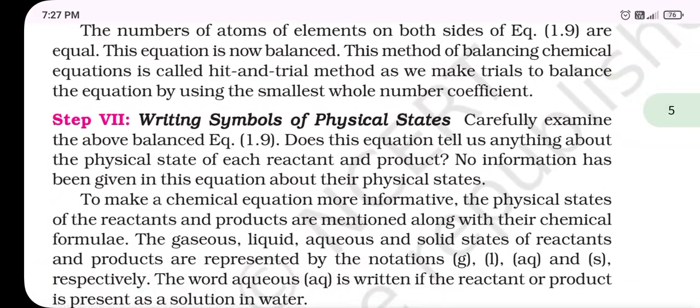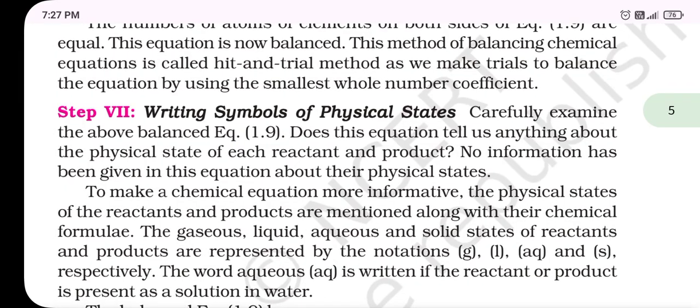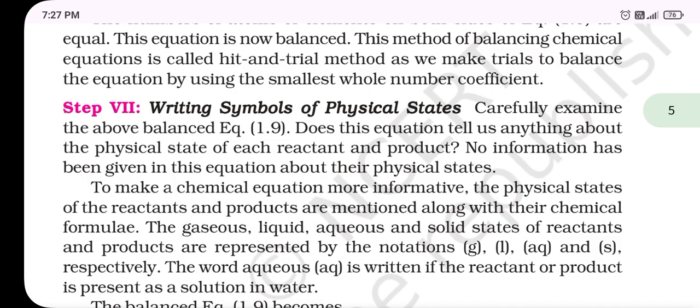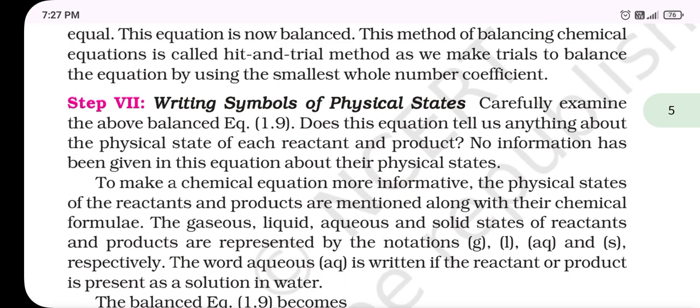Step 7 says writing symbols of physical states. The physical states mean solid, liquid, and gas. Other states are also present, like plasma and Bose-Einstein condensate, but you are just at class 10 level, so you don't have to think about other kinds of things. At your level you have to understand physical states at 3 levels: solid, liquid, and gas. That's it. Carefully examine the balanced equation 1.9.